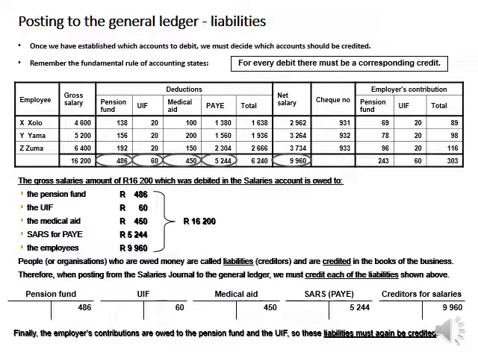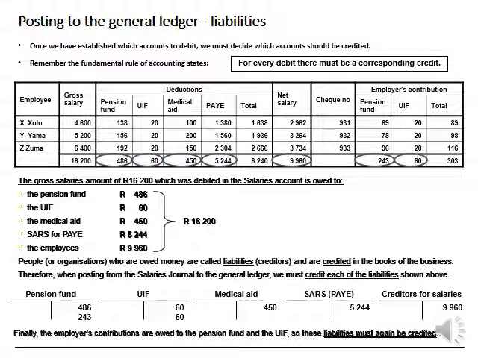Finally, the employer contributions are also owed to the pension fund and UIF. So these liabilities must be credited again. They will have two entries. The pension fund will be credited again with 243 and the UIF with 60 because that is also owed. Now we have completed the double entry rule.